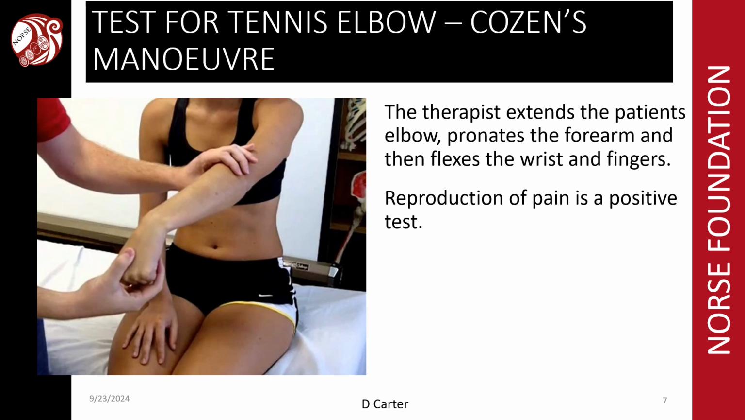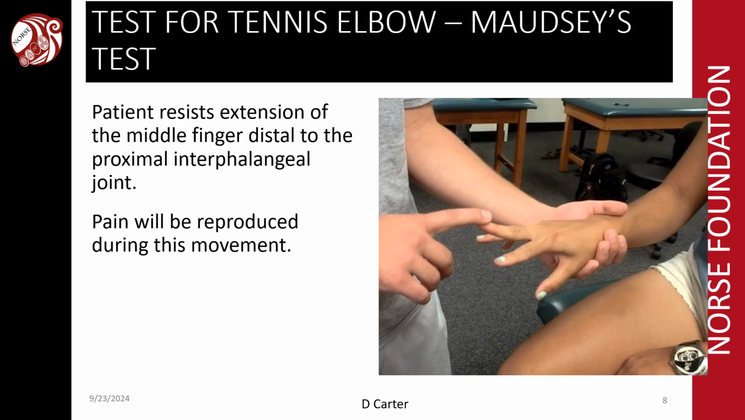So Cozen's maneuver, which you can see in the picture here. The therapist extends the patient's elbow, pronates the forearm, and then flexes the wrist and fingers. The reproduction of the pain is a positive test. So that person pushes up against the therapist at the wrist, and that reproduces the pain, and that is a positive test for tennis elbow.